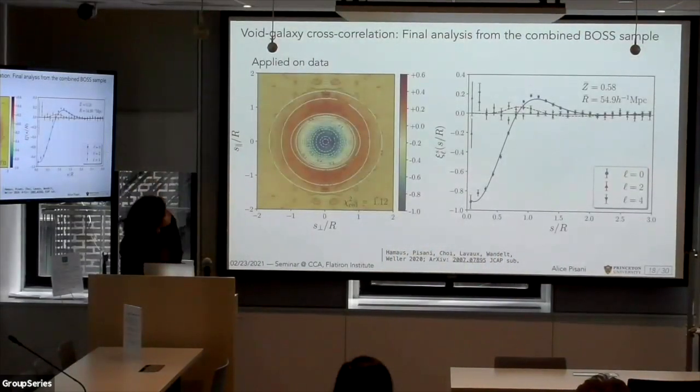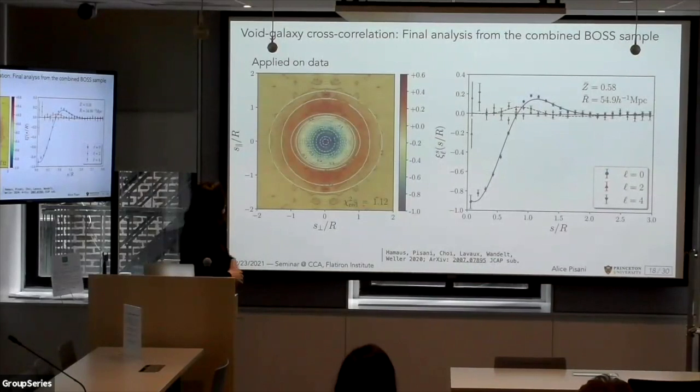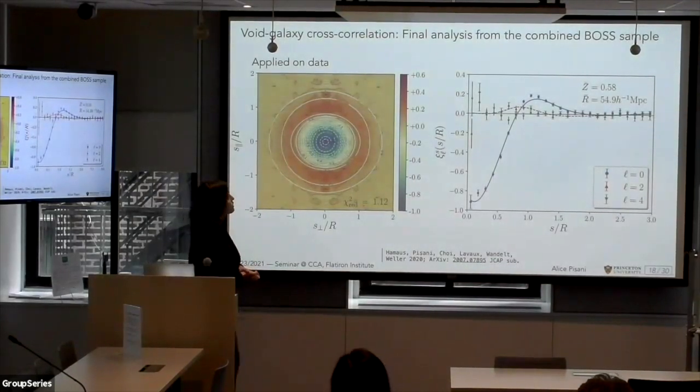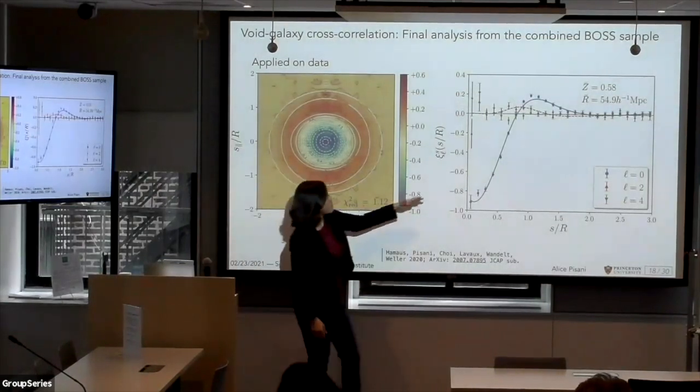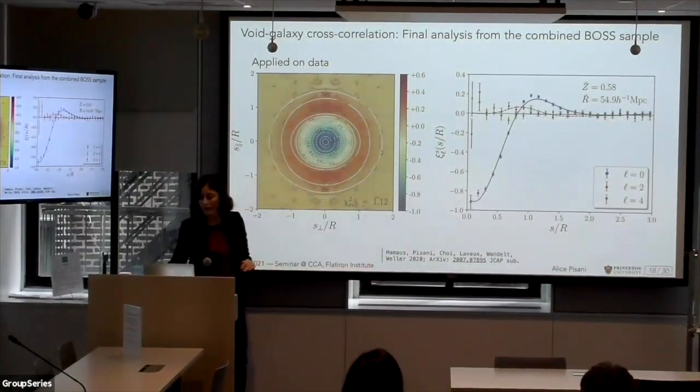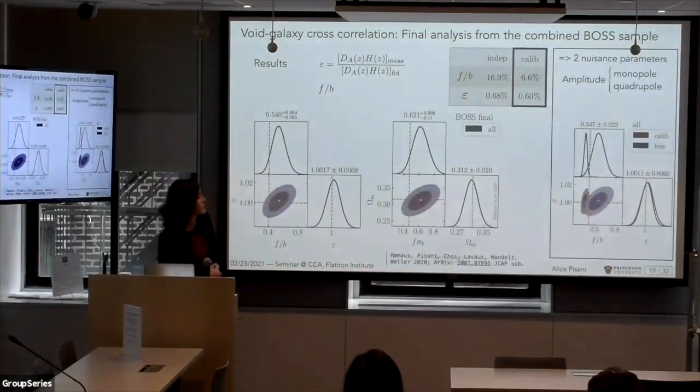Of course, it is more noisy. But you see that we recover pretty well the different features of the void-galaxy cross-correlation function. And again, we can measure the monopole, the quadrupole, and the hexadecapole of our void, and finally get constraints. So let's look a little bit at those constraints.